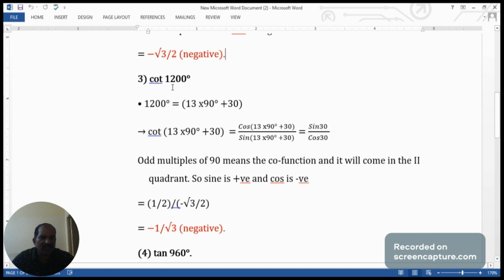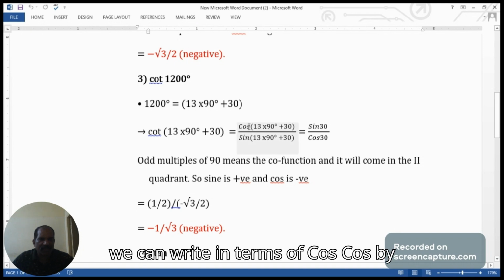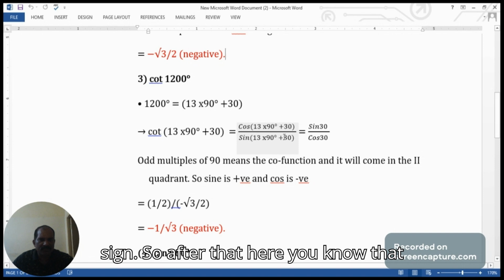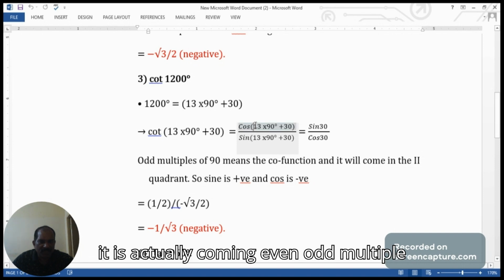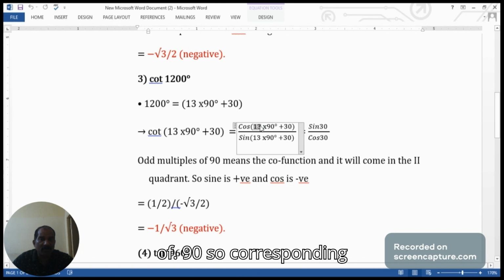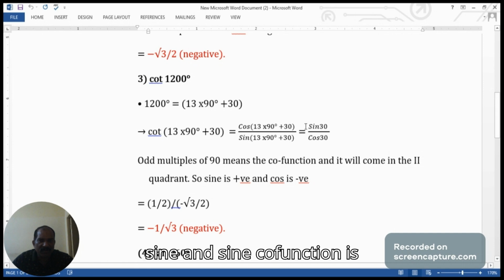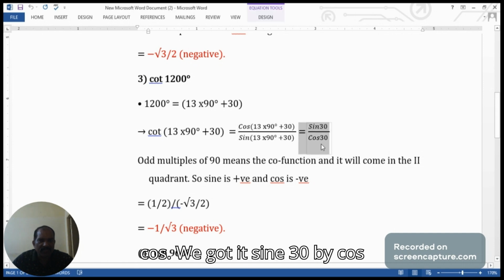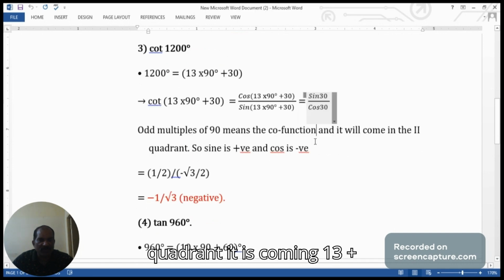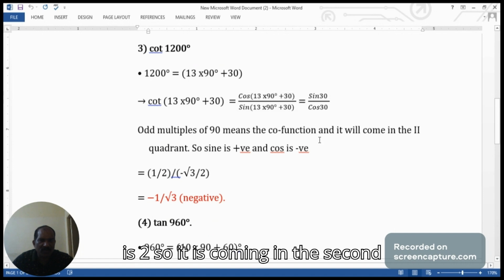Next we have cot 1200. 1200 we can write as 13 into 90 plus 30, and cot we can write in terms of cos by sine. So here you know that it is an odd multiple of 90. So the cofunction, cos cofunction is sine and sine cofunction is cos. So we got sine 30 by cos 30. Now we need to find out which quadrant it is coming in. 13 plus 1, that means 14. 12 minus 14 is 2. So it is coming in the second quadrant.